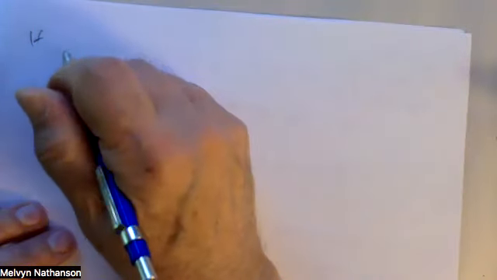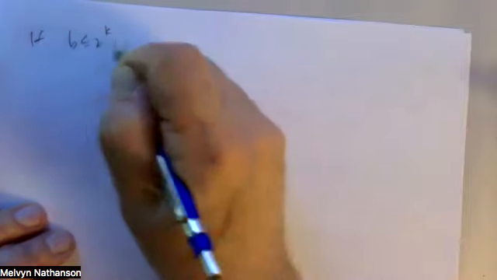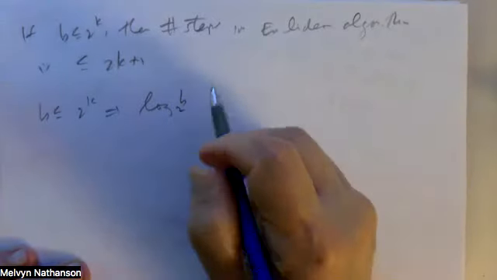So let me just repeat that again. If b is less than or equal to 2 to the k, then the number of steps in the Euclidean algorithm is at most 2k plus 1. See, b less than or equal to 2 to the k means that the log of b to the base 2 is less than or equal to k.